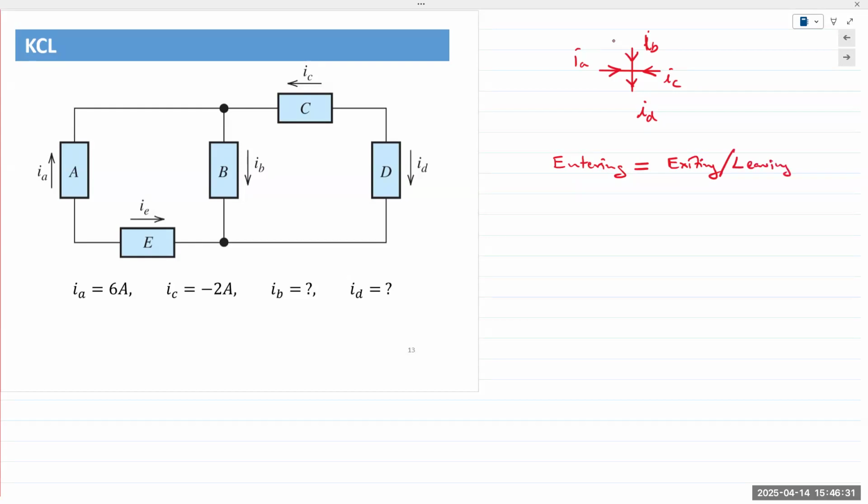This is the simplest and the most elegant way I've found to write a KCL equation. In this particular example above, you can write IA is entering, IB is entering, IC is entering, is equal to ID. And that's it, as straightforward as that. All currents entering must equal all currents leaving. So IA plus IB plus IC is equal to ID.